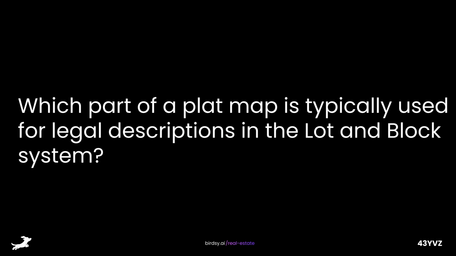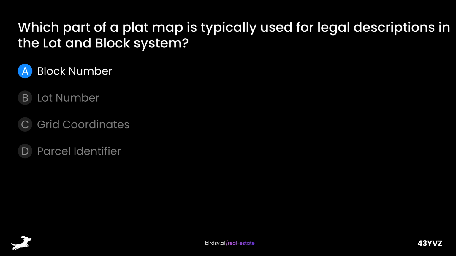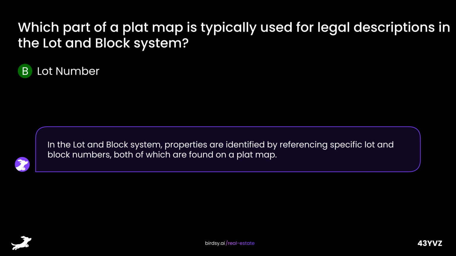Which part of a plat map is typically used for legal descriptions in the lot and block system? Is it A, block number, B, lot number, C, grid coordinates, or D, parcel identifier? The answer is B, lot number. In the lot and block system, properties are identified by referencing specific lot and block numbers, both of which are found on a plat map.